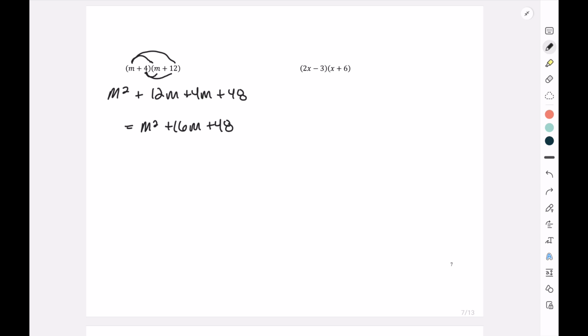So we are given (2x minus 3) times (x plus 6). If we look at FOILing, 2x times x would give us 2x squared. 2x times 6 would give us a positive 12x. A negative 3 times x would give us a minus 3x. And negative 3 times 6 would give us a negative 18. If we combine like terms again, we would get 2x squared plus 9x minus 18.